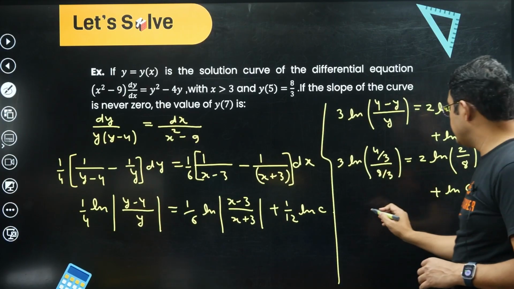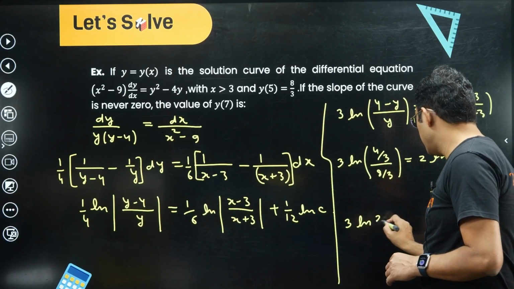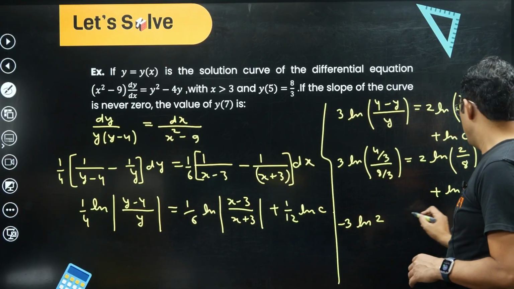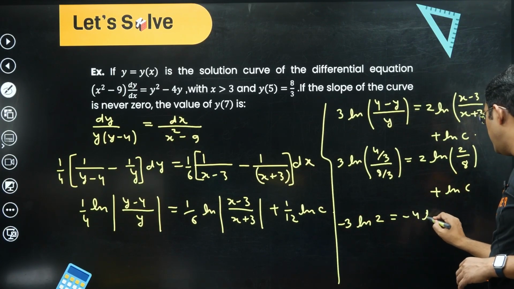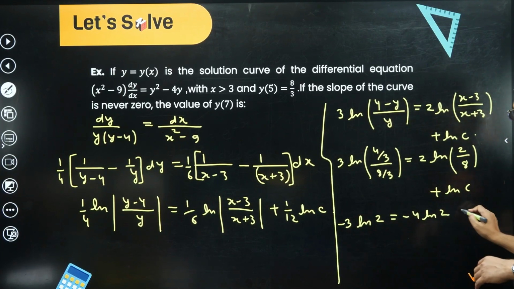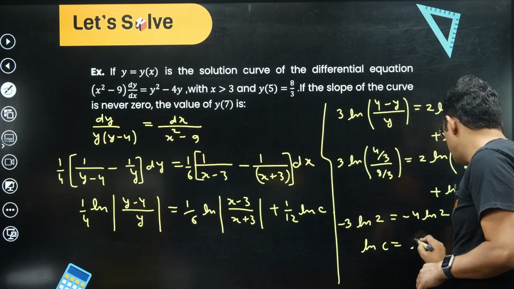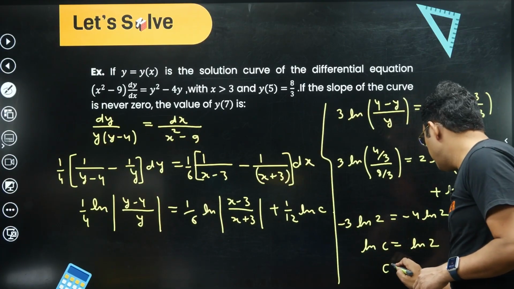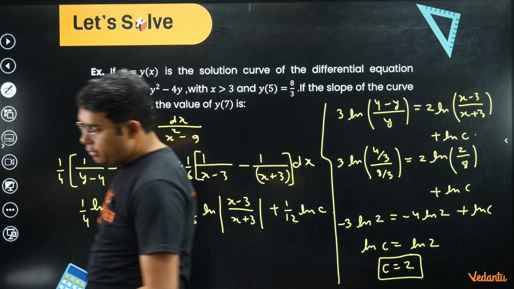Okay, so this becomes 3 into ln 1 by 2, or I can write minus 3 ln 2, because 1 upon 2. Here it is 1 upon 4, so I can write it as minus 4 ln 2 after taking 2 common, plus ln c. So if you take it this way, ln c is equal to ln 2. So the value of c is coming out to be 2 here. Okay, so we have found the value of c.